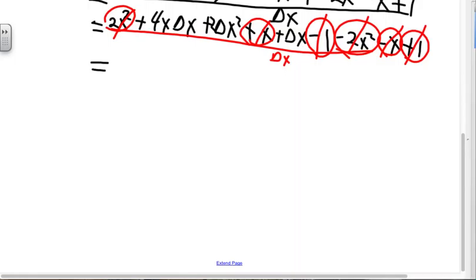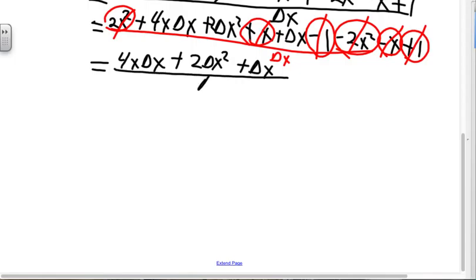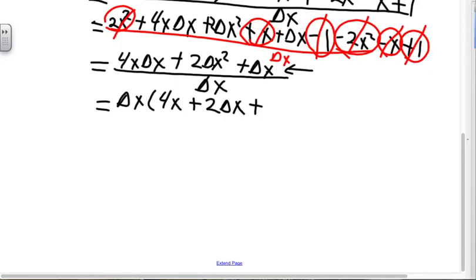So we're going to end up with 4x delta x plus 2 delta x squared plus delta x all over delta x. So that big mess is reduced quite a bit. I'm going to factor delta x out of the top. I've got it in all 3 terms, and you should be able to factor a delta x out of all terms, since we've dropped out everything that doesn't have a delta x. That leaves 4x plus 2 delta x plus 1.